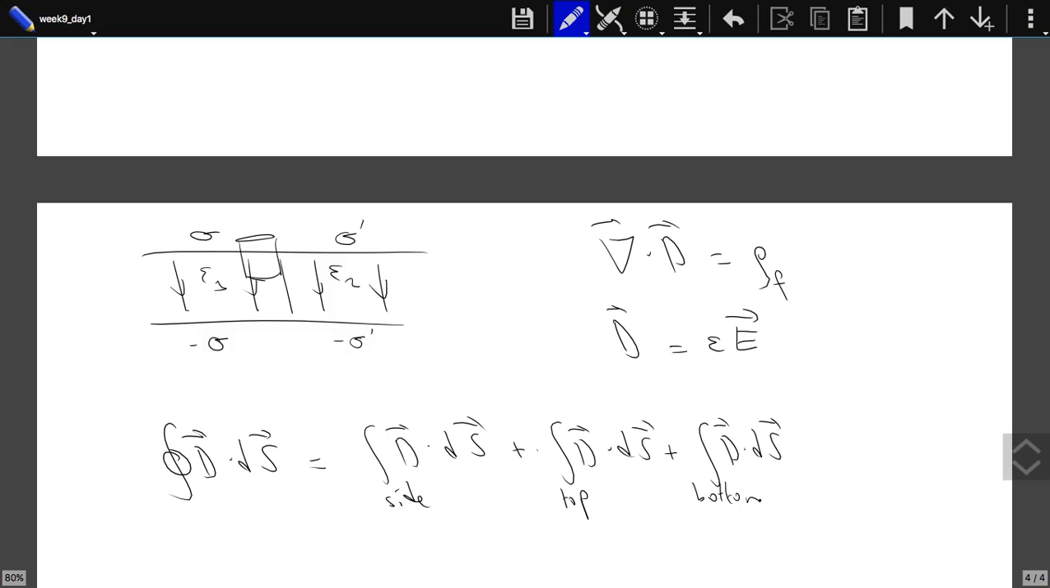Well, the dS vector on the side is horizontal. D field, I assume, is vertical, downward. So on the side, D vector and dS vector are perpendicular to each other. So this is 0.